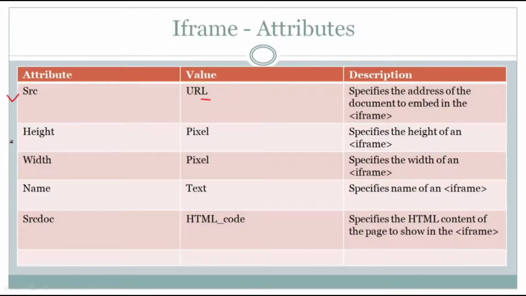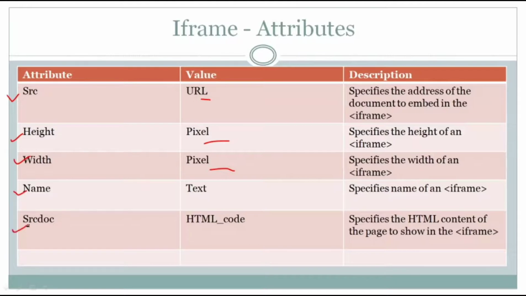The next attributes are height and width. So we can define the area of the frame, and these values are going to be in pixels. The next is we can give a name to that iframe. So if you have more than one iframe within a web page, then it's always advisable to give a name to that iframe, as it has to be used in the place of target for any web page or a video to be displayed within that iframe.